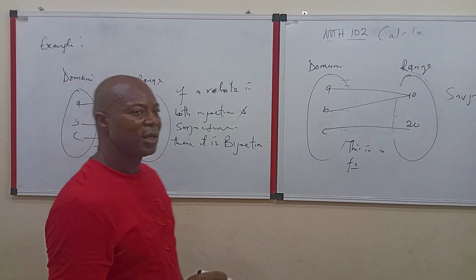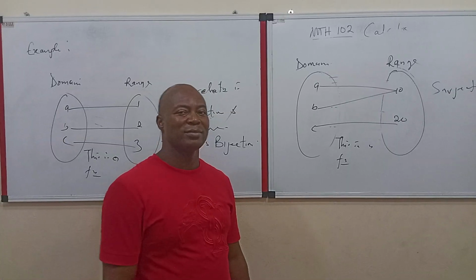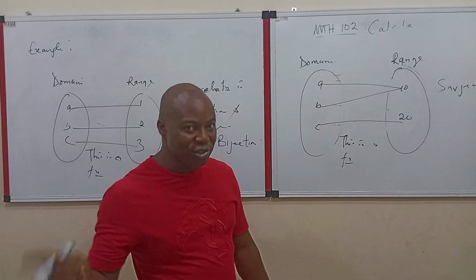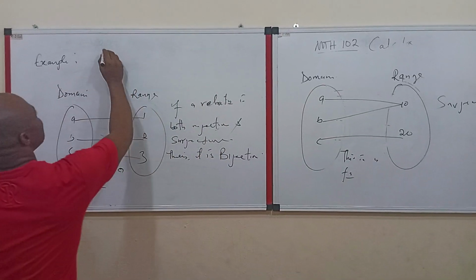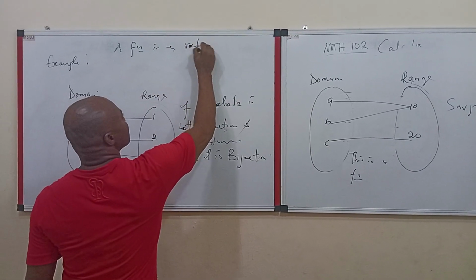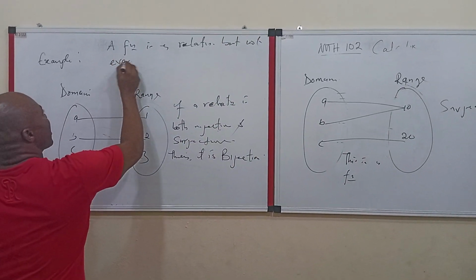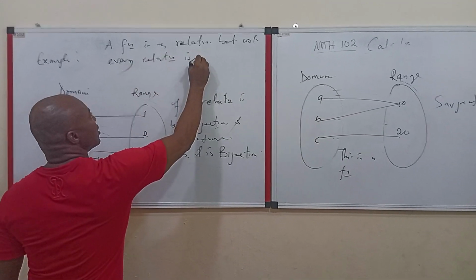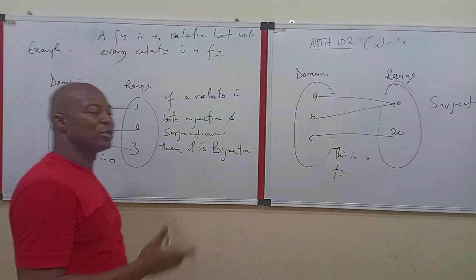Now, based on what I have done here, we have seen that a function can be a relation, but not every relation is a function. A function is a relation, but not every relation is a function. So you can see that we were able to do all that.